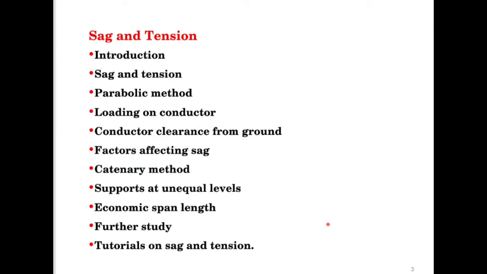These are the things we'll cover: a brief introduction to sag and tension, what sag is and what tension is, and then the parabolic method, loading on a conductor, which is mechanical loading, and the ground clearance that is required in every case where we string transmission line conductors between two supports. Then the factors that affect sag, then another method called the catenary method, supports at unequal levels, and what economic span length is.